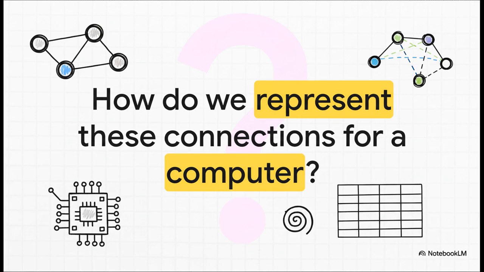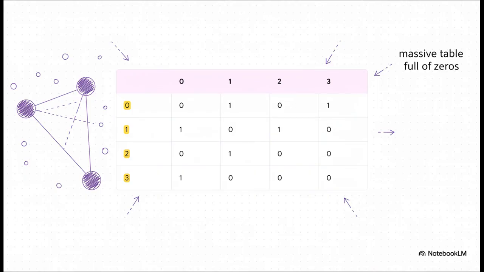This is all great as an idea, but how do we actually get a computer to understand this? How do we translate this picture of dots and lines into something a machine can actually work with? Well, there are a couple of really smart ways to do it. The first approach is called an adjacency matrix. And you can see it's basically a giant grid, like a spreadsheet. You list all your vertices down the side and across the top. If there's a line connecting two of them, you put a 1 in the box. If not, you put a 0.